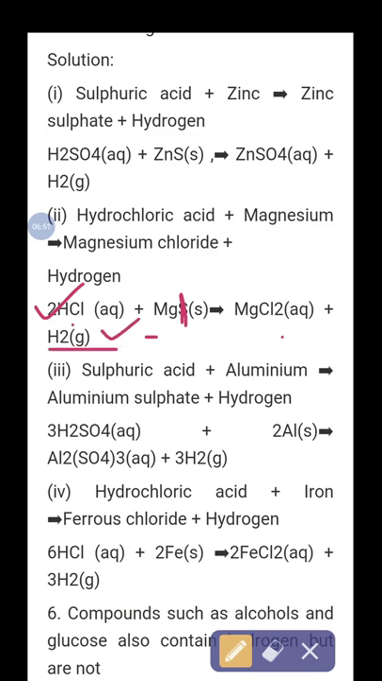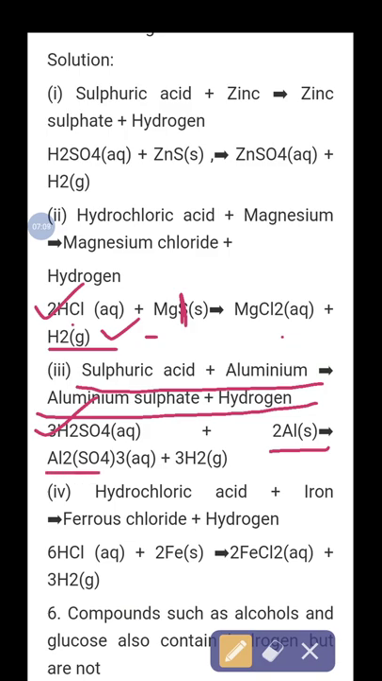Now again, the third one: what happens when sulfuric acid reacts with aluminium? Sulfuric acid reacts with aluminium and makes aluminium sulfate plus hydrogen. Then 3H2SO4 plus 2Al gives out Al2(SO4)3 plus 3H2.